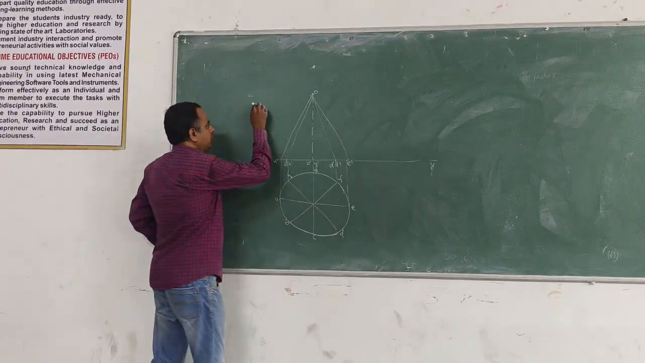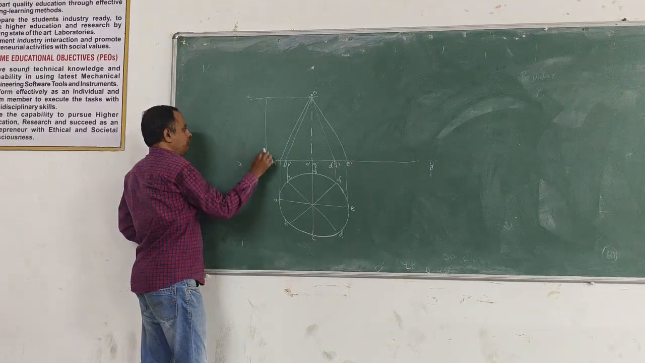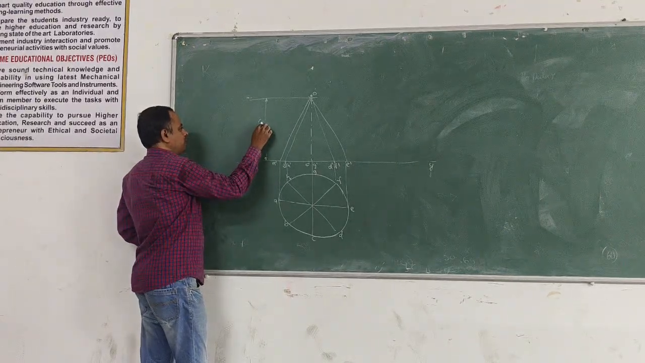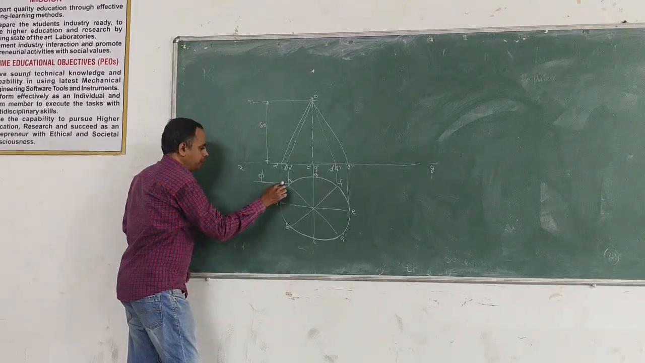Then let's give the dimensions here. This axis length is 60 mm. Now the diameter of this one is 50 mm.